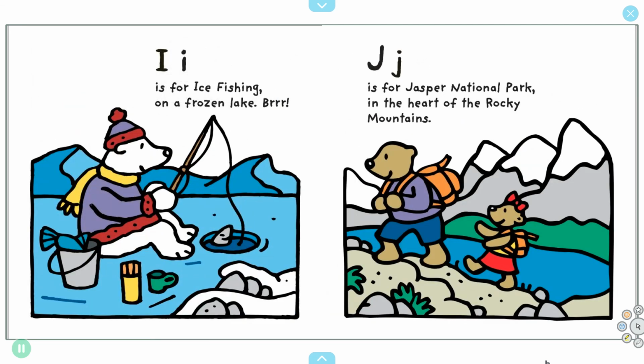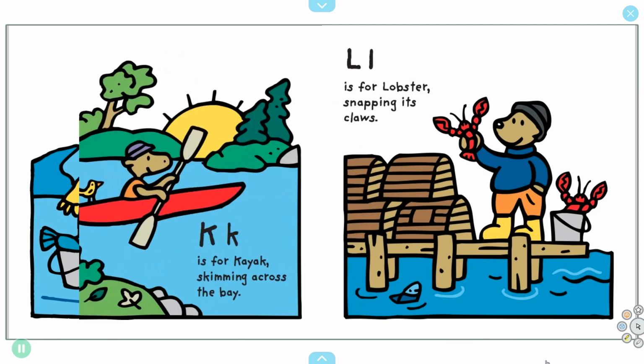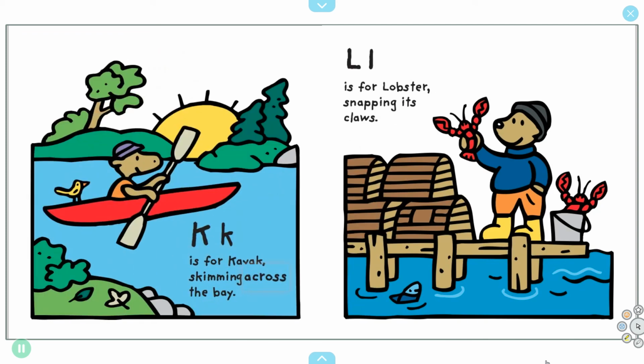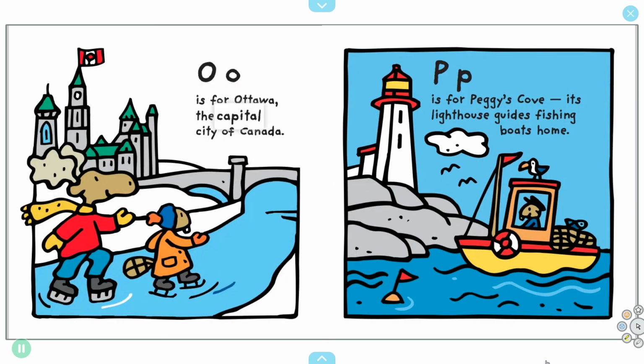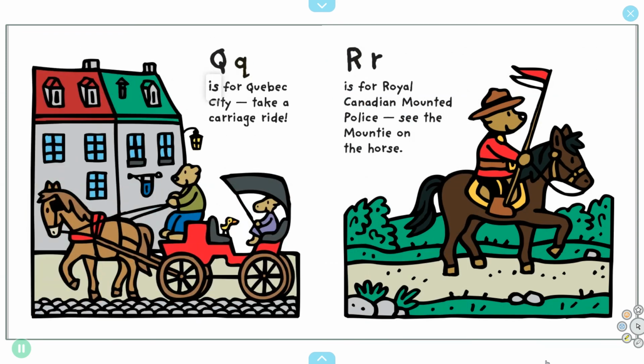I is for ice fishing on a frozen lake. Brr. J is for Jasper National Park in the heart of the Rocky Mountains. K is for kayak, skimming across the bay. L is for lobster, snapping its claws. M is for maple syrup, pour it over pancakes. Yum. N is for Niagara Falls, hear the water roar. O is for Ottawa, the capital city of Canada. P is for Peggy's Cove, its lighthouse guides fishing boats home. Q is for Quebec City, take a carriage ride.